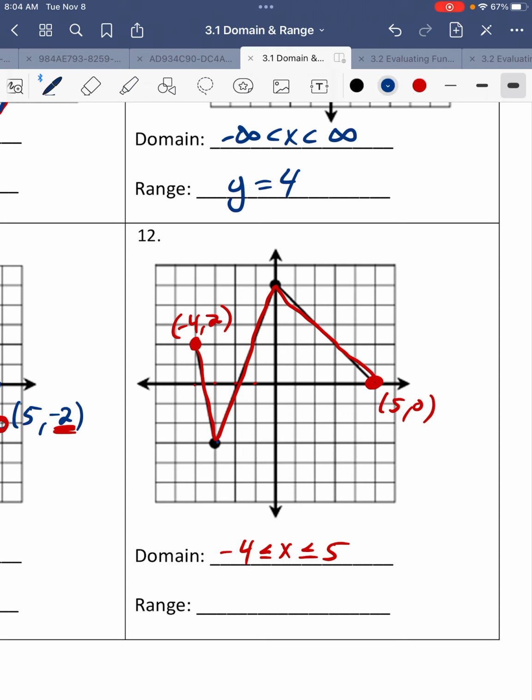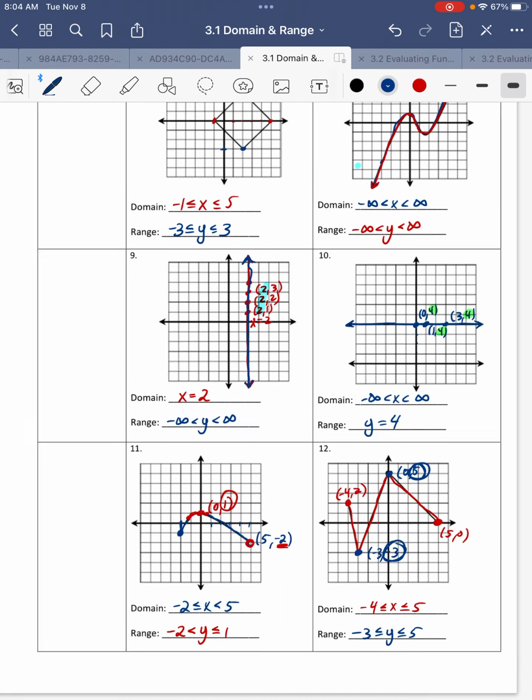Range, what's the lowest point of the graph? Down here, and that's at (-3, -3). It's the range, so it's the y value, so -3. There's an actual closed point, so equal to. And the highest point of the graph is at (0, 5). And again, we're talking range, so that's the y value, and there's a closed point there, so 5.